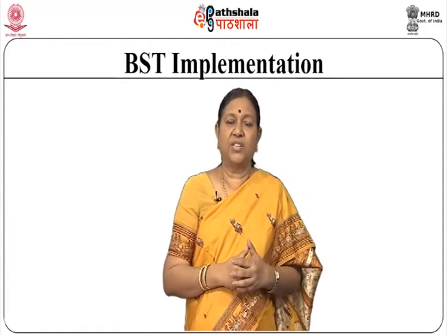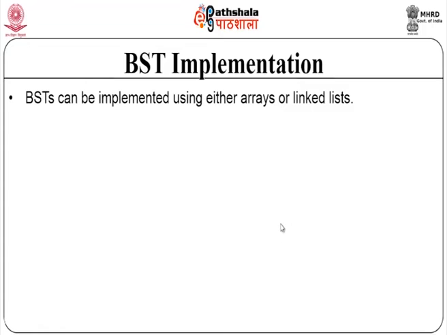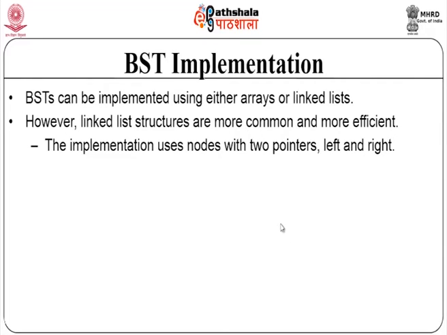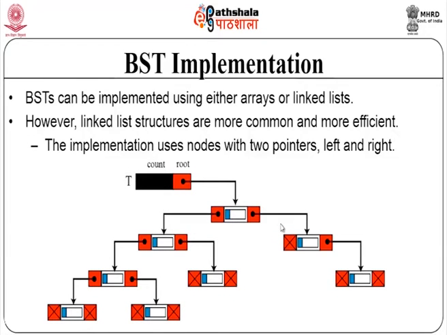Now, let us look at the binary search tree implementation. A binary search tree can be implemented using either arrays or linked lists like any data structure, but a linked list seems to be more suited and more efficient as far as binary search trees are concerned. Similar to the linked list or pointer implementation of a binary tree, the implementation uses nodes with two pointers, left and right, as we did in the binary tree. This is an example where we have the left and right pointers to the node. You can have a head node pointing to the root, and the root's left pointer points to the left subtree and right points to the right subtree.